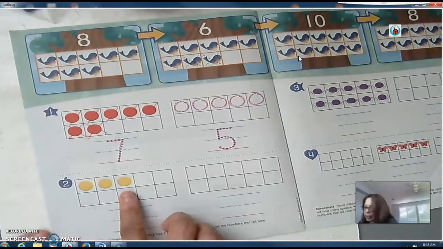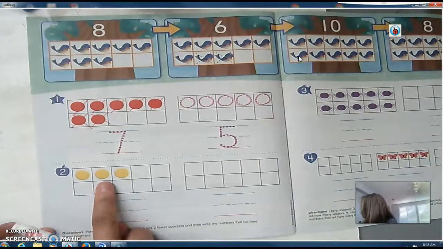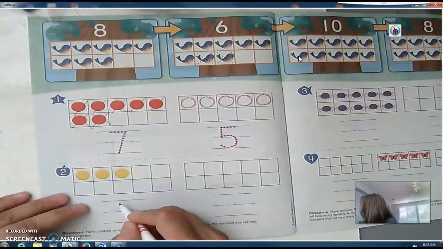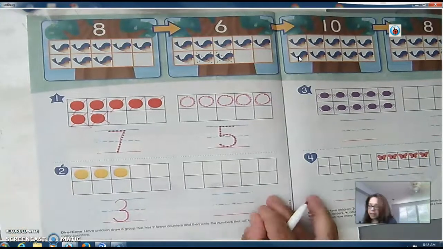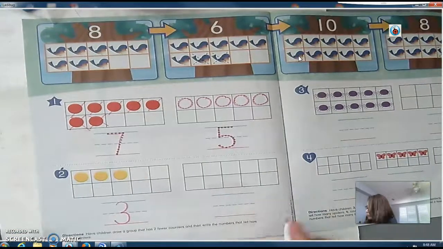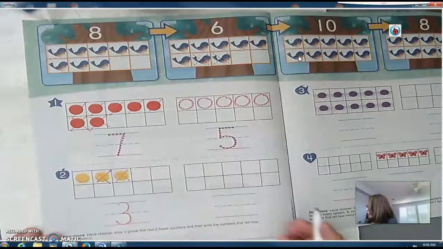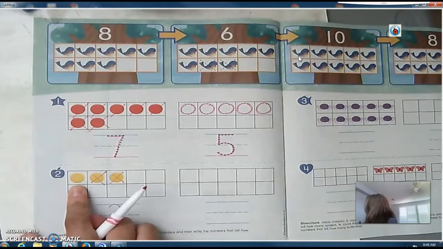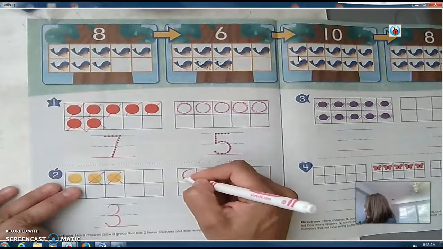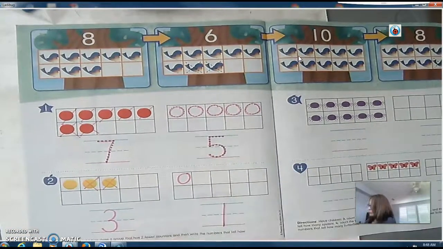Okay, so let's go ahead and count how many there are here. Ready? 1, 2, 3. There are 3 yellow counters. That's what we're starting with. And then we're going to do 2 fewer. So that means we got to take 2 of them away. And how many are left, boys and girls? What's that? Just 1. So we're going to put 1 here. And we're going to write the number 1 here.